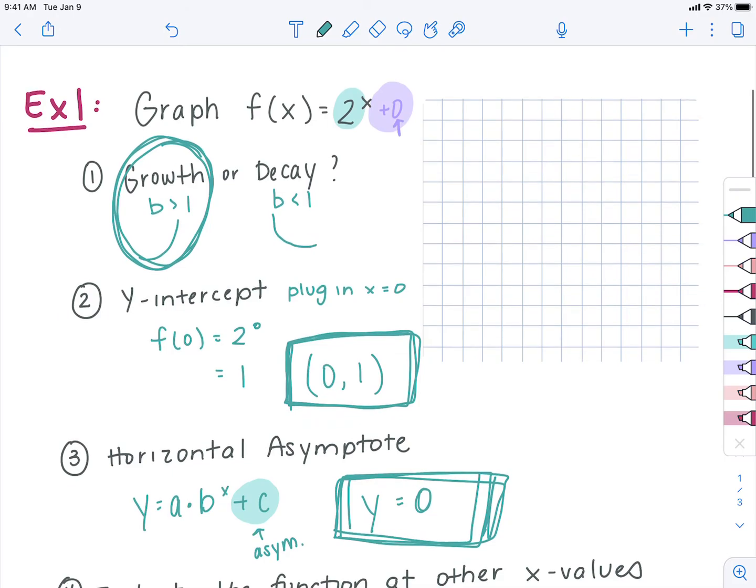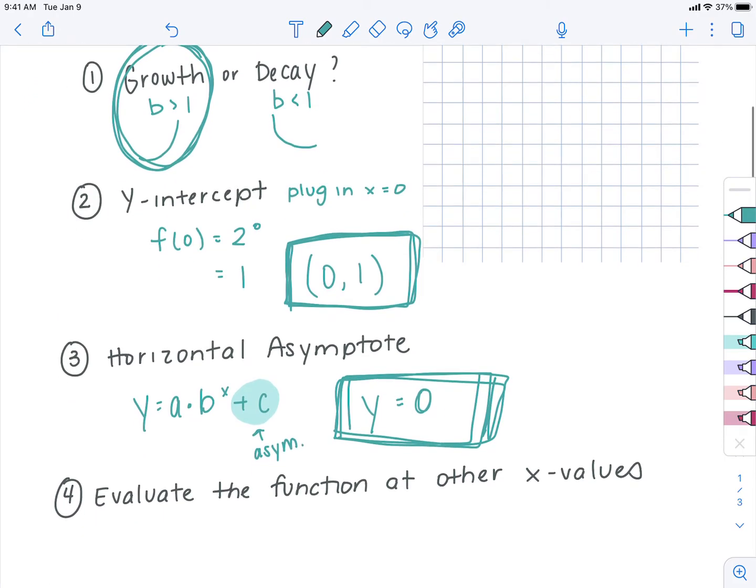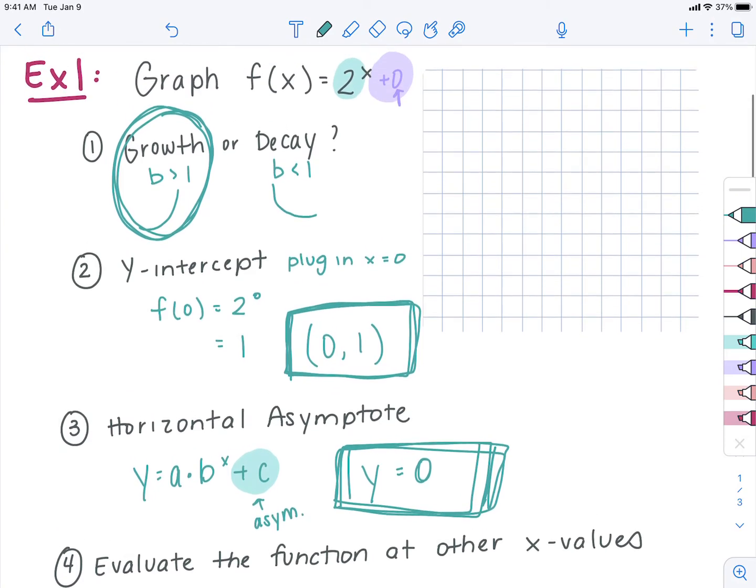After I get my y-intercept and my asymptote, I just want to plug in a couple other values for my function. And the reason I want to do that is if I go and look at what I've got so far, if I started to graph what I have so far, I don't have enough information yet to get a really good picture of the graph. I need a little bit more.